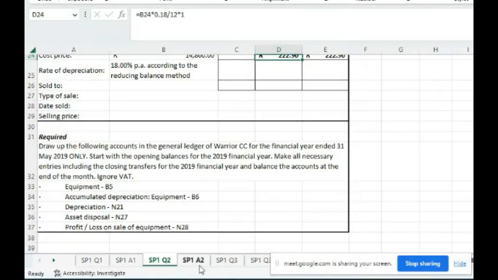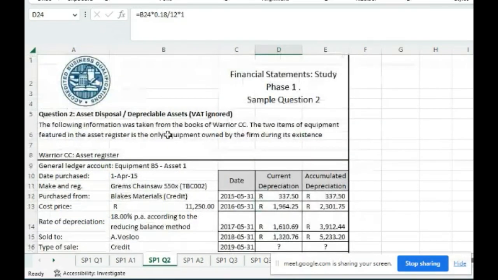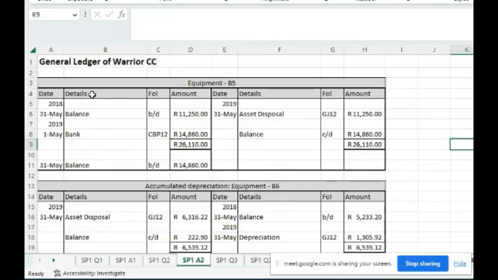Now we can go and look here at what I've done. The first one is equipment. They didn't give us the balance, but we actually have it because they tell us here, I'm just going to go back, that these two assets are the only assets that the company has. So at the beginning of the previous year, we only had that one asset. That is why the balance brought down for that one asset is 11,250.